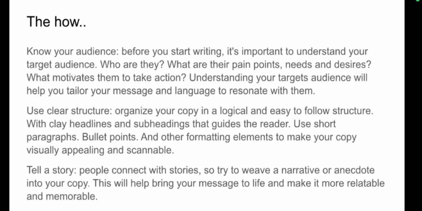Then the next thing you want to do is tell a story. People connect more with stories. Okay, people connect more with stories. So try to weave a narrative or an anecdote into your copy. This will help bring your message to life and make it more relatable and memorable.